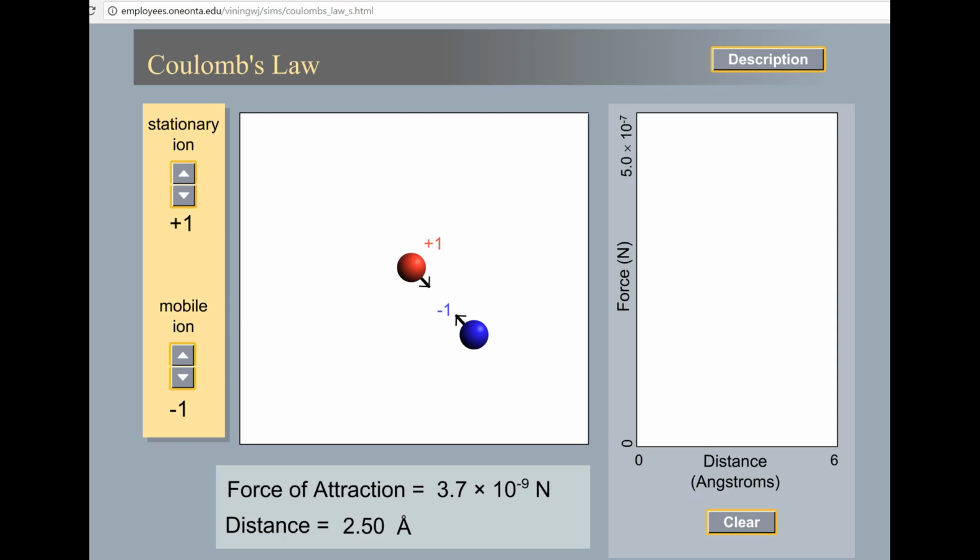So we're going to make the stationary ion, which is the red one, 0. And then we're going to keep the mobile ion at -1. What we end up seeing is that the force of attraction is now 0.